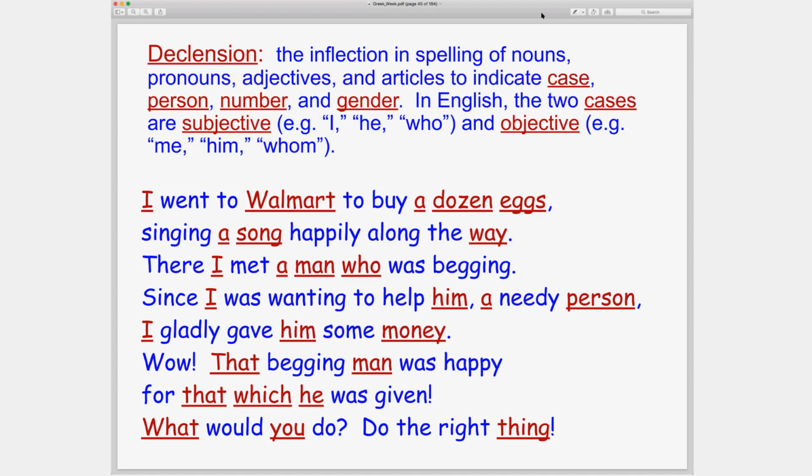I didn't say me went to Walmart. I didn't say me went to Walmart's. I didn't say I went to Walmart to buy an dozen eggs or a dozen's egg. That's declension. Singing a song, not an song. Singing a song, not songs, a songs. Okay, that's declension of nouns.